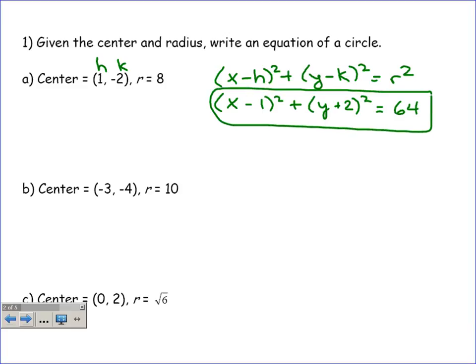Does anyone have any questions over this? Yes, sir. It's always in this order, H and then K for your center. It's always in that order, H and then K.